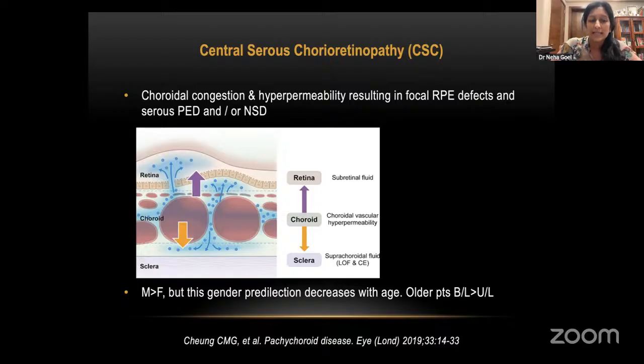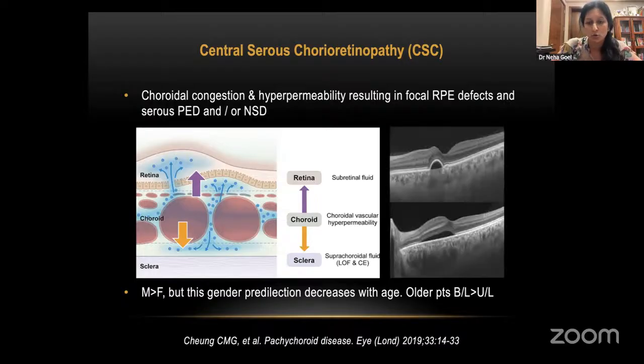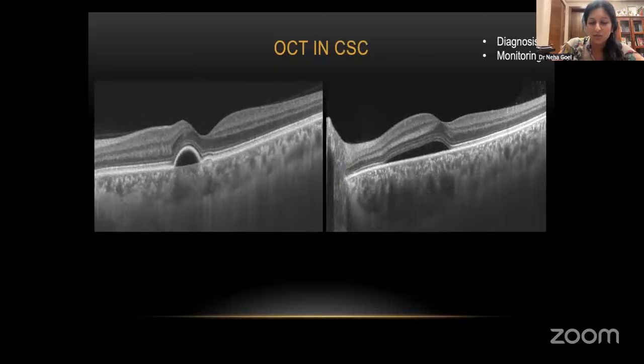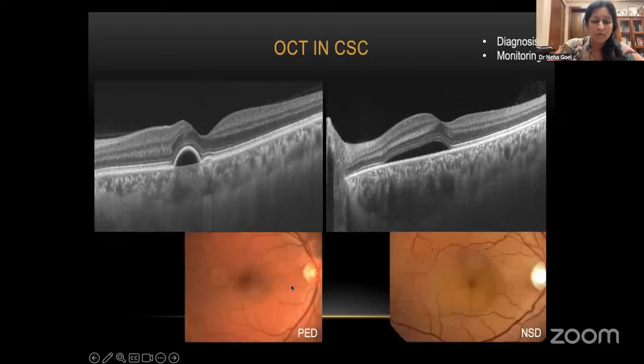which can come to us clinically as a serous PED and or a neurosensory detachment, which we recognize as central serous chorioretinopathy. So this is a serous PED and this is a neurosensory detachment. So we know that it's more common in males, but this gender predilection decreases with age, and also the bilaterality increases with age.